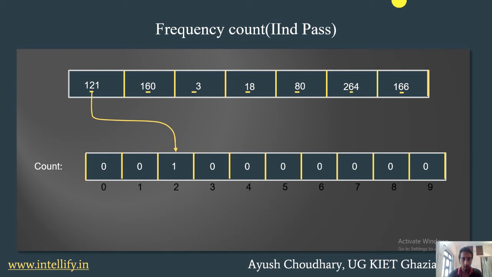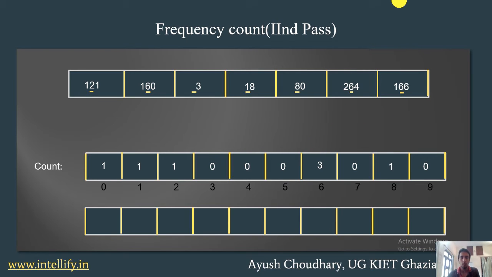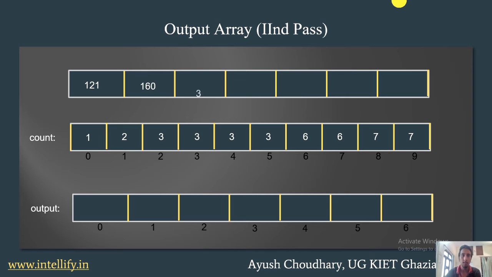so we'll increase the count by 1. Then 6 count by 1, 3 with 1, 1 with 1, 8 with 1, 6 with 1. Okay, 2 6 occurs 2 times, so it will increase with 2, and then 6 occurs one more time, so it will get increased by 3. Okay, so cumulative count.